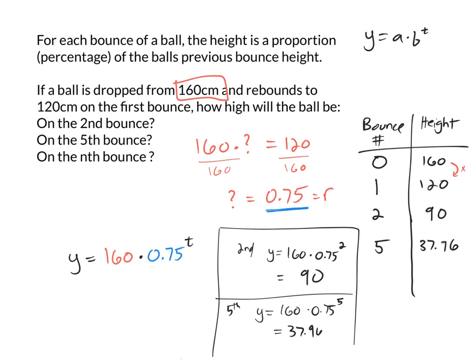Now when they ask for the nth bounce, I think that's definitely something that's a little bit confusing. When they talk about the nth bounce, they're really saying, after n bounces, how high will it be? And like we plugged in 5 or we plugged in 2, we're going to plug in n. And in this case, we cannot simplify. So the nth bounce, y equals 160 times 0.75 to the n. And that's our nth bounce.